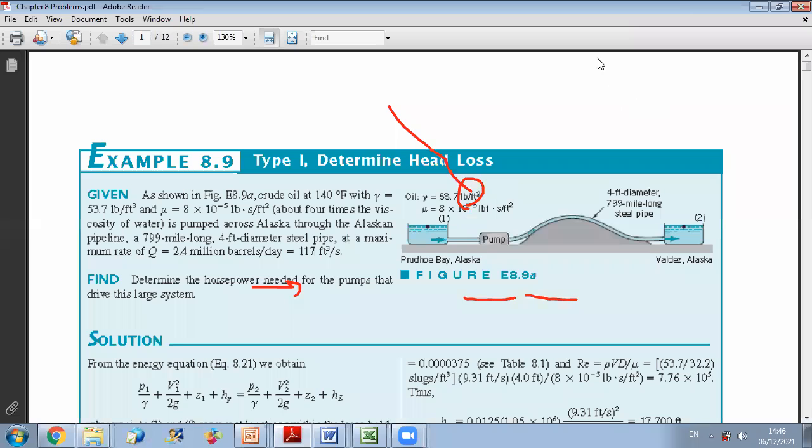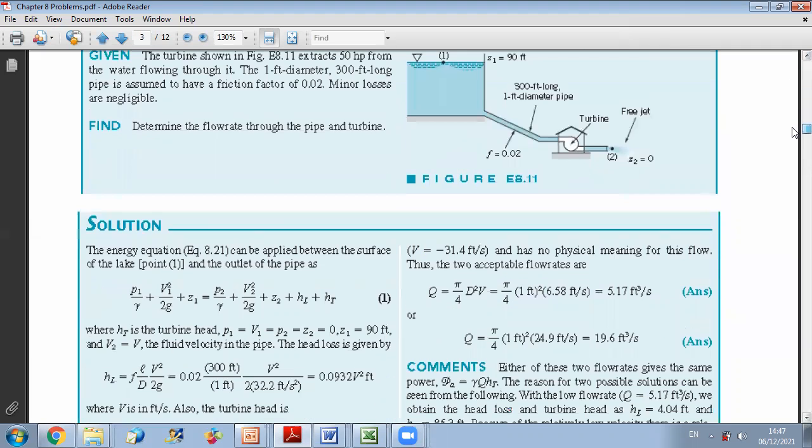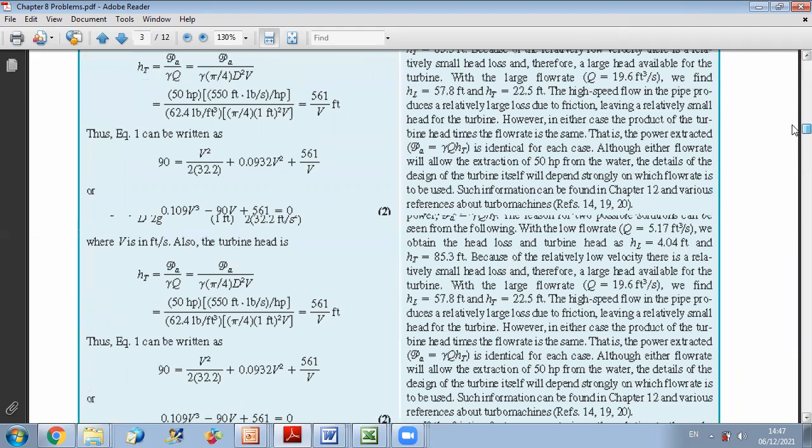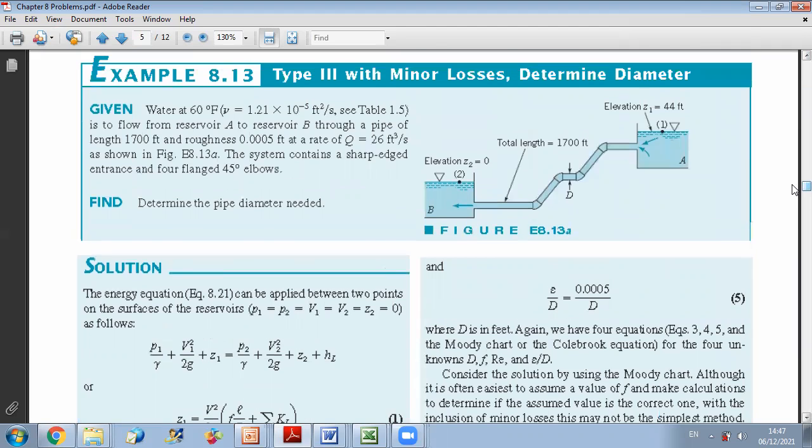Okay, look, in these problems you have different examples. Each example will illustrate a certain case, because in this chapter you have different possible cases that you might encounter. I will try to do a problem for each of the cases we talked about, and then you will have the solution for everything here. I also want one with minor losses. Okay, this is, I think, a good problem.